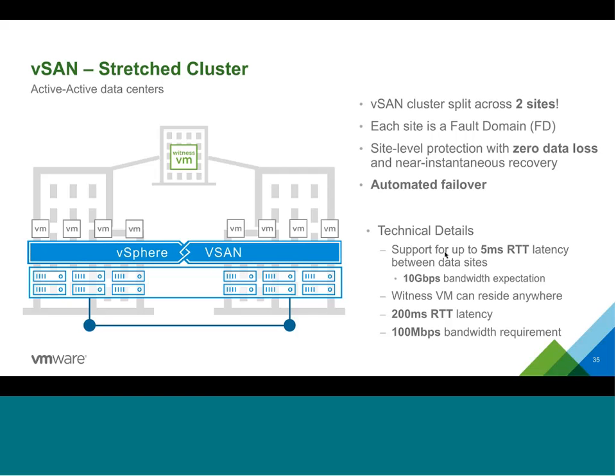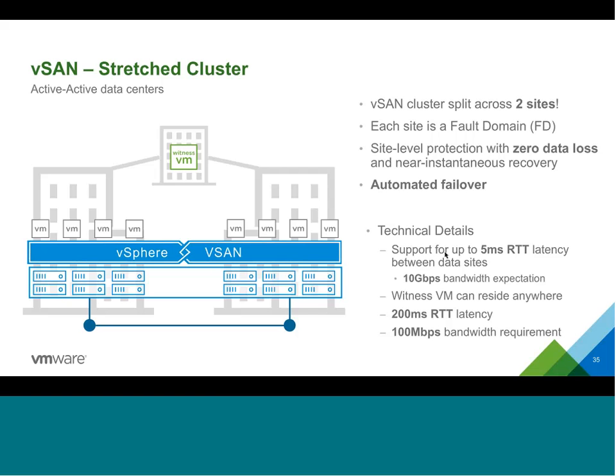And it's near instantaneous recovery, automated failover. Just keep in mind that the expectation is 10 Gbps bandwidth, and for the data replication, I need to have less than 5 millisecond latency, right? For witness, I can have the witness in a third site as well. That's the one beautiful thing. That means I have one primary site, a second replicated site, and a third site as a witness location. So I will keep my witness VM there, and the witness may be 200 millisecond RTT latency, and it can have 100 Mbps bandwidth. But the actual data replication needs to be less than 5 milliseconds.